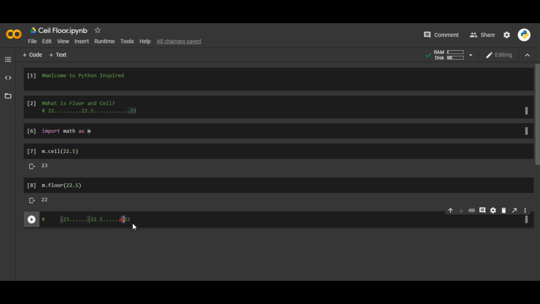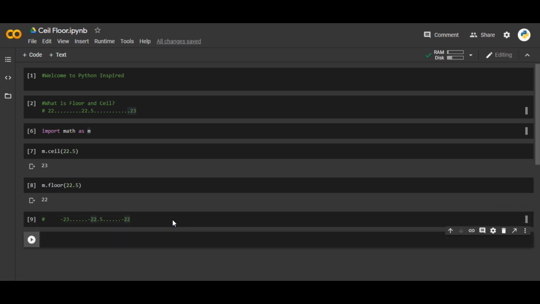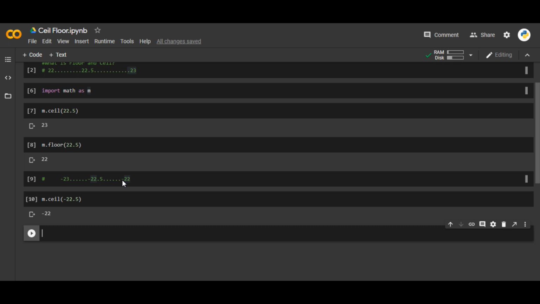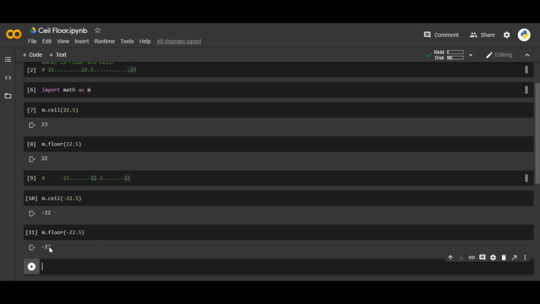So this number, minus 22, is the ceil of minus 22.5. We can just confirm that m.ceil of minus 22.5 will give you minus 22, because minus 22 is bigger than minus 22.5. And m.floor of minus 22.5 will give you minus 23, because this number was smaller than minus 22.5.